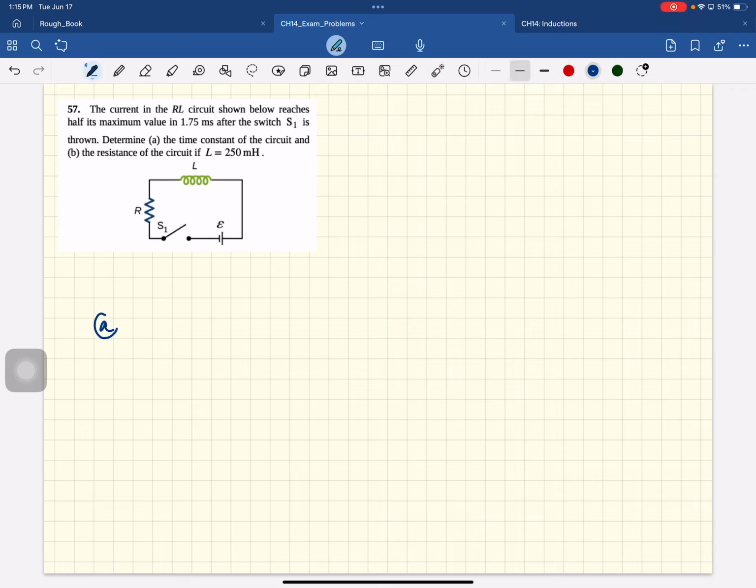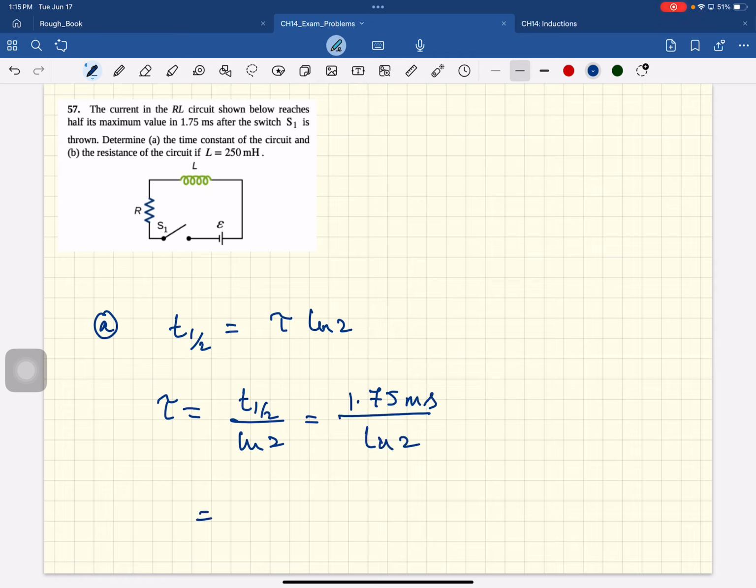Okay, so we'll take that expression from the previous problem. T half is tau log 2. So the time constant is T half over log 2, 1.75 milliseconds divided by log 2. So the time constant is 2.52 milliseconds.